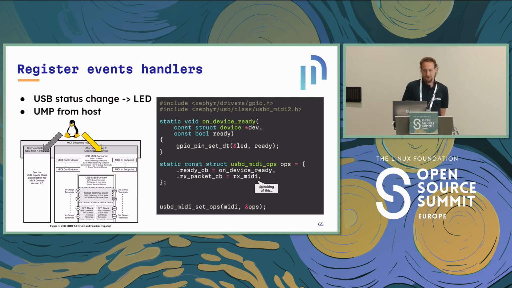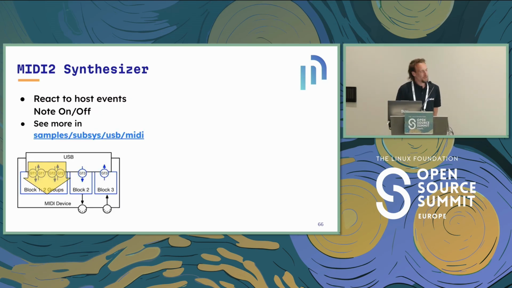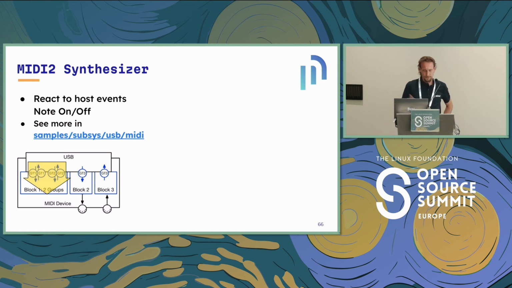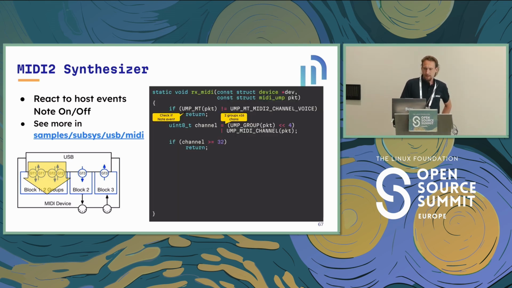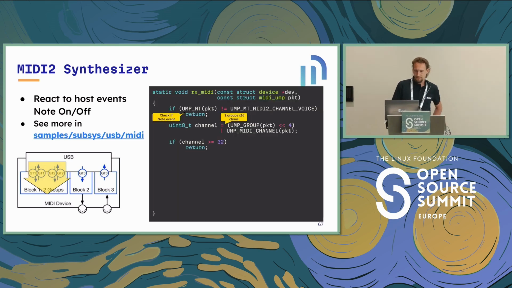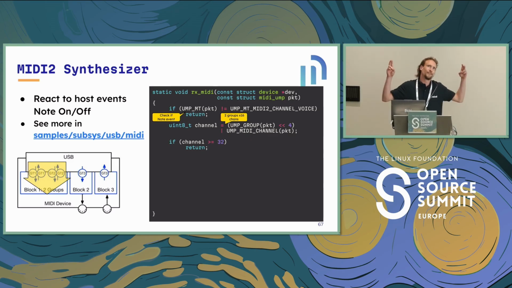So my board will not blink in that case, but will be lit when the interface is up. And also, as I said, we have the receive callback, and then simply, if we want to implement a synthesizer on that side of the device, we have that receive callback. First of all, we can check that we're actually receiving a UMP MIDI2 event. Then, since we now have two UMP groups, we can build some kind of channel which is up to 32, since we have 2 times 16 channels.